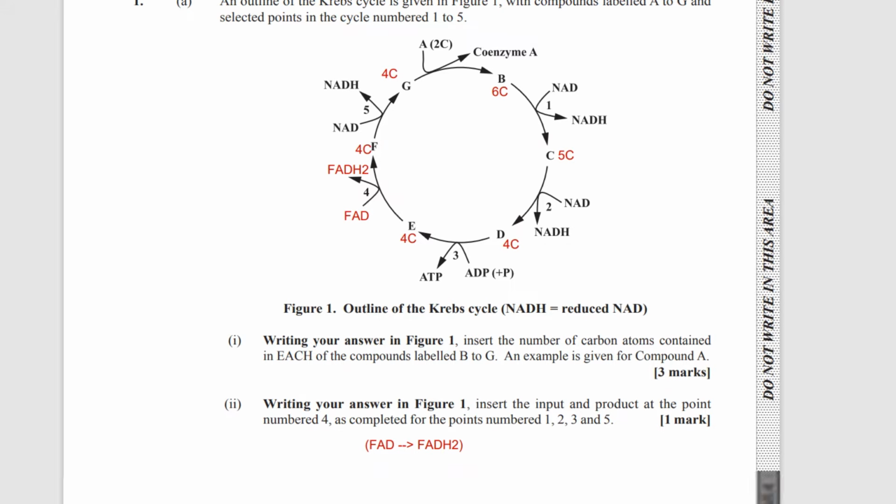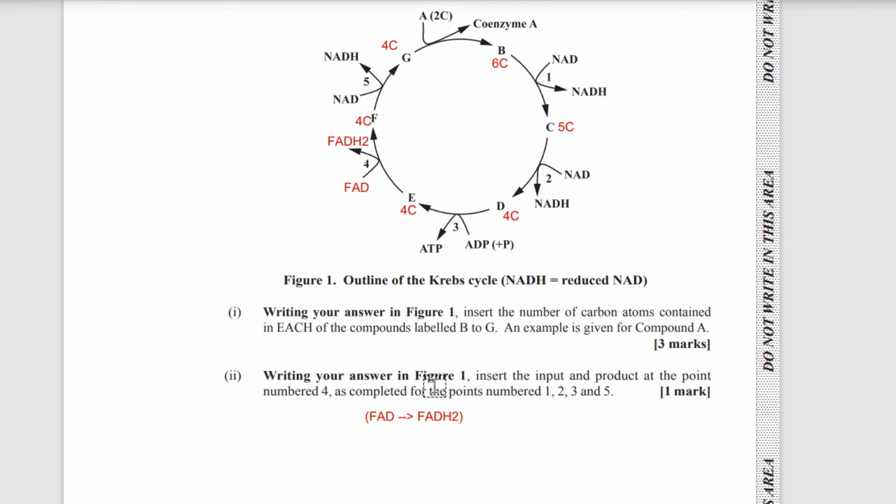Alright, the next thing here is writing your answer in figure 1. Insert the input and product at the point numbered 4, as completed for the points numbered 1, 2, 3, 5. Points 1, 2, 3, 5 are these NADs, and these accept a hydrogen. This one here is the only case of FAD, and this actually accepts 2 hydrogens.